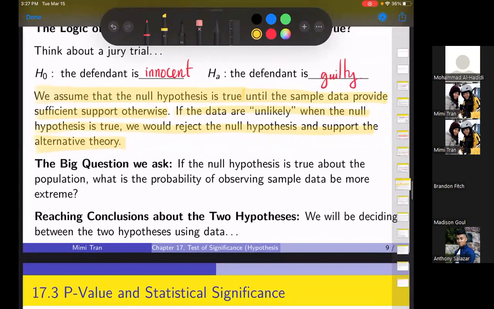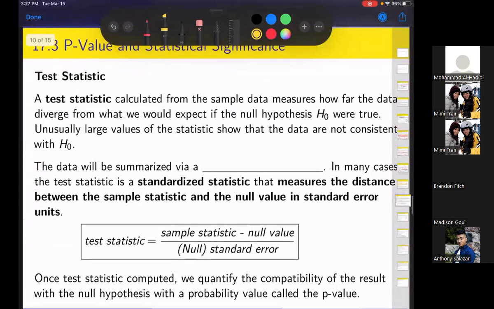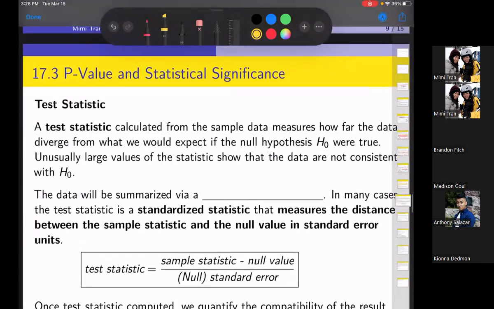Okay, now the question is, what is the percentage at which I can reject H naught? That's important, right? If the null hypothesis is true, then what is the probability of observing sample data that is more extreme? This tells you the probability that I can reject H naught and favor HA, which comes to the test statistic, right? We're going to calculate some number, and we're going to make a decision whether to reject H naught or fail to reject H naught.